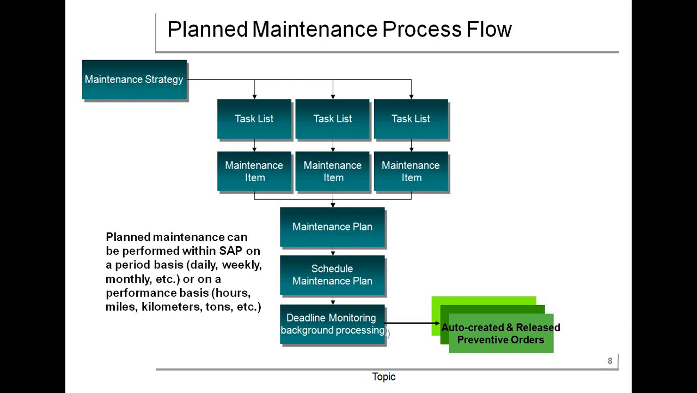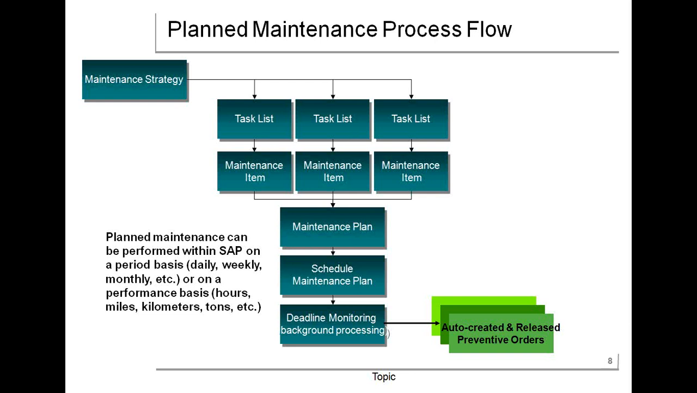Planned maintenance process flow. This is basically for preventive maintenance. Only preventive maintenance can be planned. Breakdown maintenance we can't plan. Whenever the machine has a breakdown, we have to go and attend to it. So for preventive maintenance we can plan, and we can do periodic maintenance.